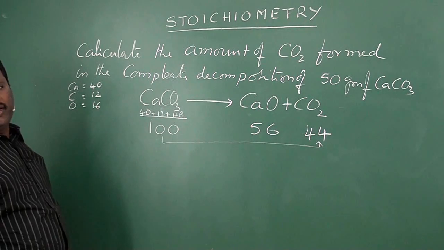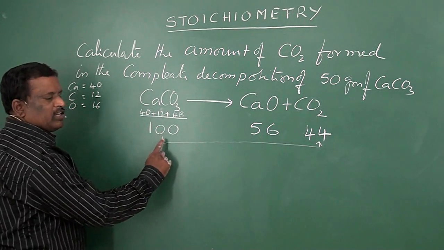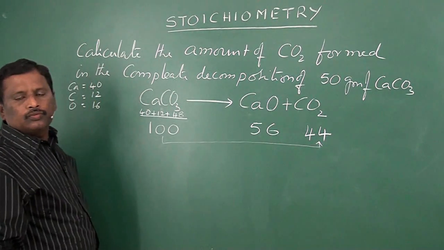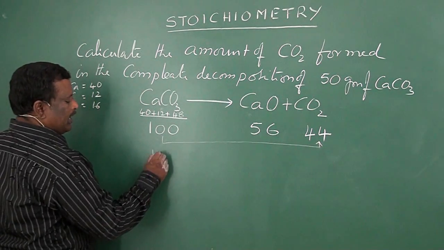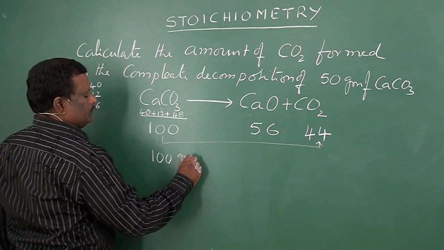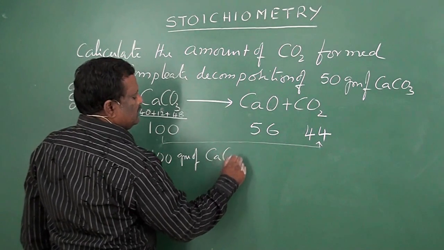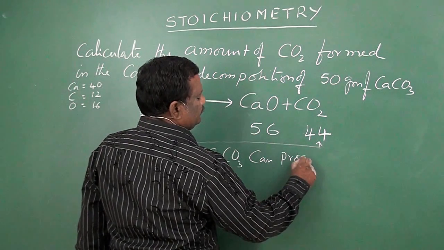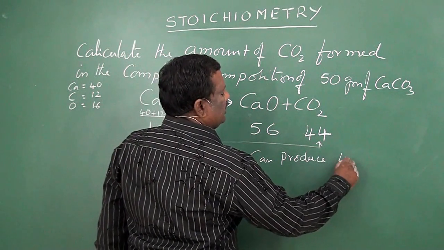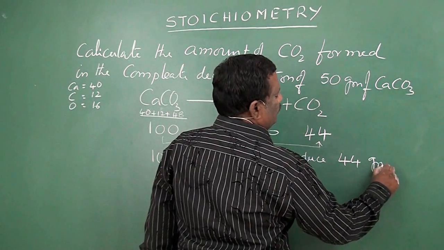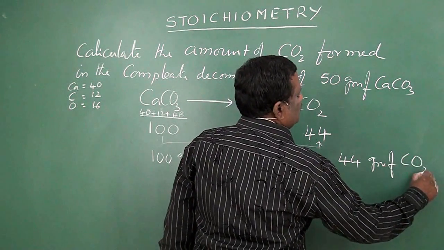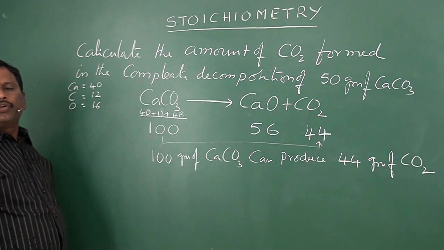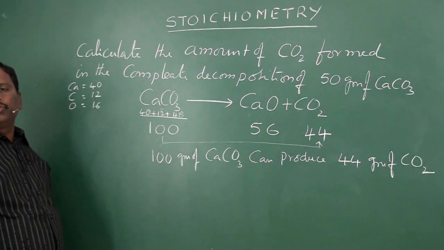So from this equation, it is evident that 100 grams of calcium carbonate is producing 44 grams of CO2. Then write down the step. 100 grams of CaCO3 can produce 44 grams of CO2.